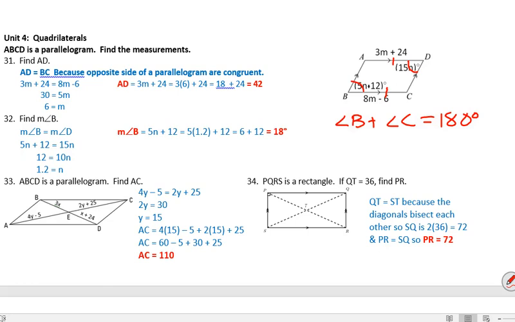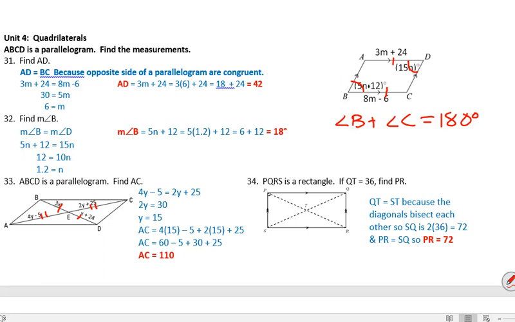And then down here for number 33, it says ABCD is a parallelogram, find AC. Well, the property that we're using on this one is that diagonals bisect each other. So we know that BE is congruent to ED, and we know that AE is congruent with EC. And that's how we're going to solve for our variables here, and then plug them back in to get the answers. So that's how we solve for X and Y. And we could plug X and Y back in and solve for any of the parts that are missing.